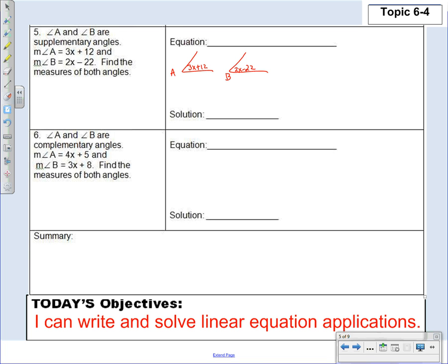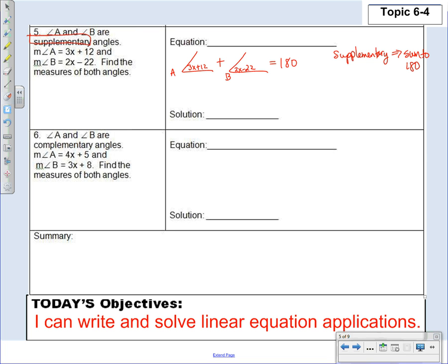We have some vocabulary here. Haven't seen it in a while. Supplementary means that it adds up to 180. So I'm going to write this over here. Supplementary, sum to 180. So that means I'm going to take these two angles, add them together. We're going to get 180.